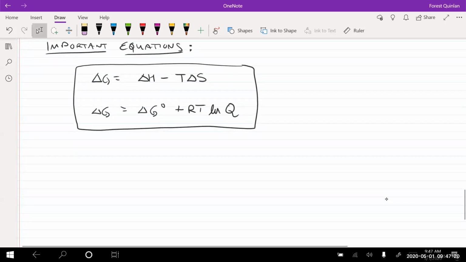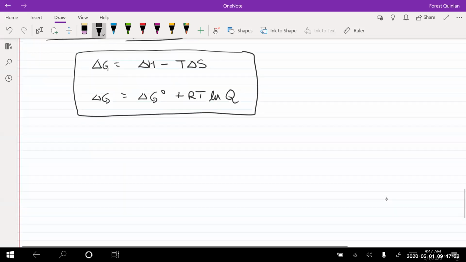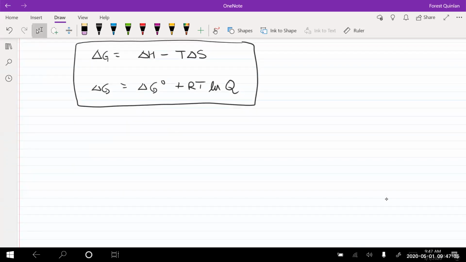Now, you notice that we have a delta G, and now we have a delta G naught. There's a Gibbs free energy that you get overall, and then there's a Gibbs free energy you get from looking at it forming from its elemental state. So the Q is interesting. Q is going to be the products over the reactants.